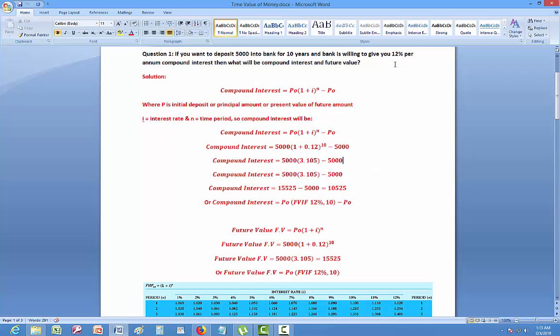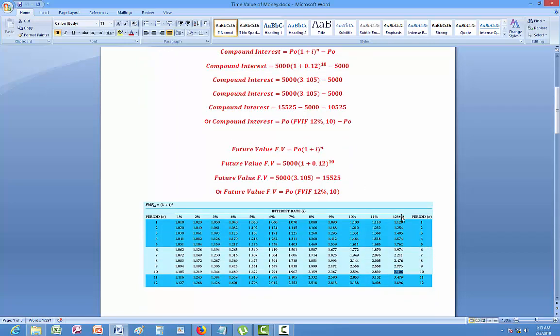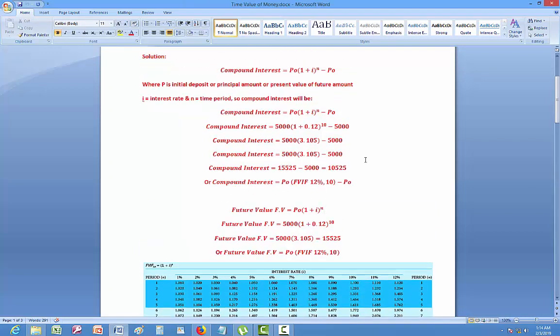So two things, one is interest rate and one is time period. So what is the factor under 12% rate of interest and time period 10? So 12% rate of interest and time period 10, the factor is 3.106 approx. Here you can see, which we calculated manually, that we used factor here 3.105 or 3.106. These are both same. So there are two ways to calculate this.